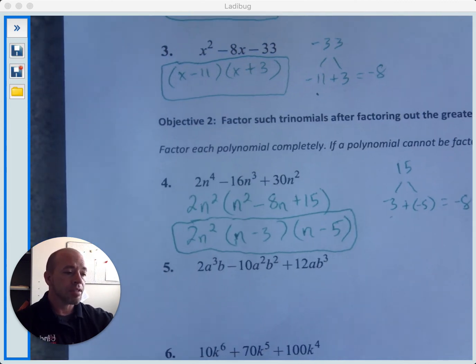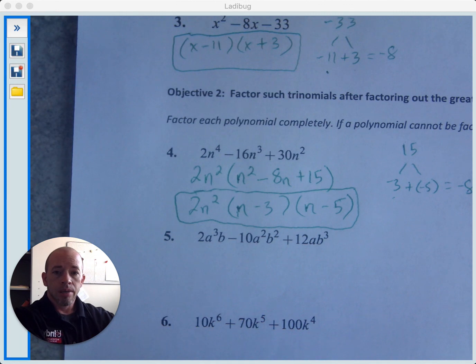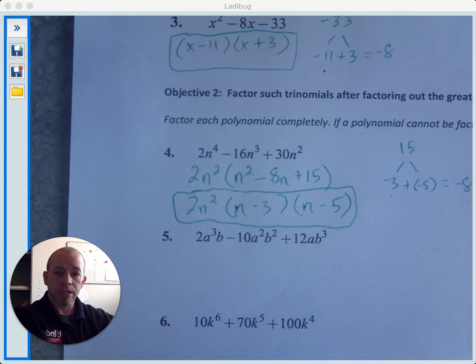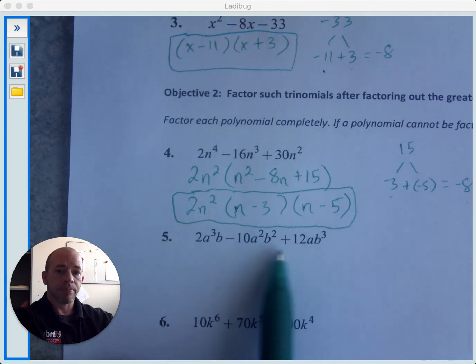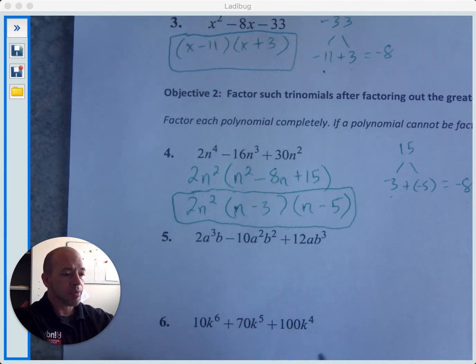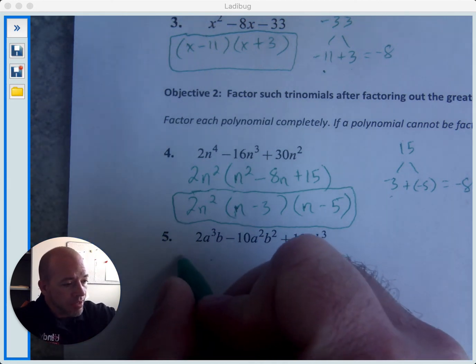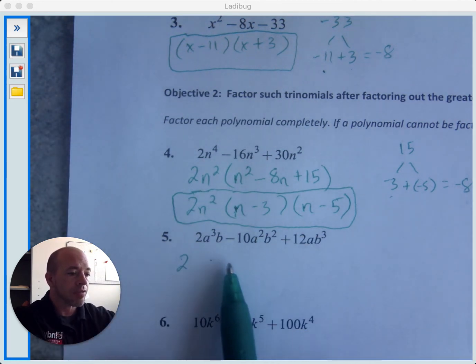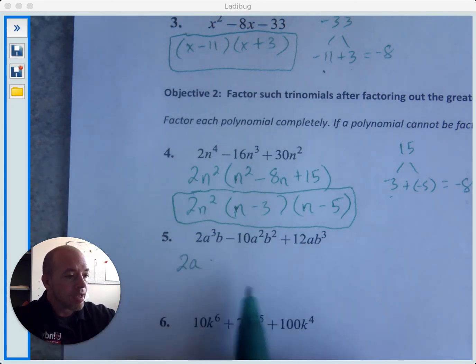So number 5, let's see. We have a trinomial. Can we factor something out of all three of them? This one's a little more tricky because we do have two variables involved, right? So that gets a little tricky, but let's see what we can do. We can factor a 2 out of each of these again, it looks like. We can factor out an a, it looks like, and a b, it looks like.